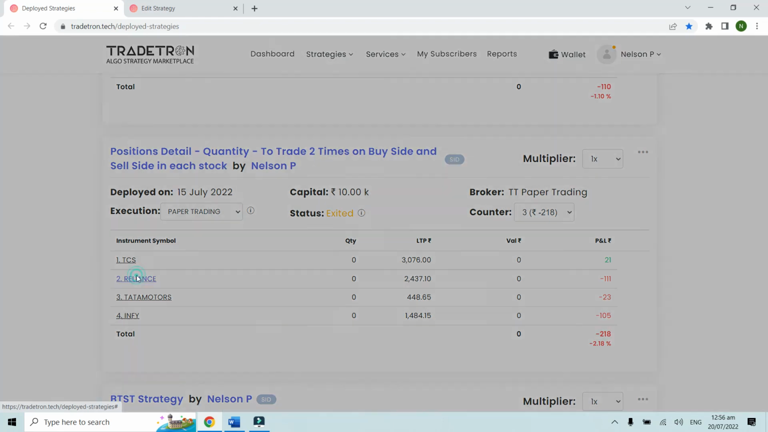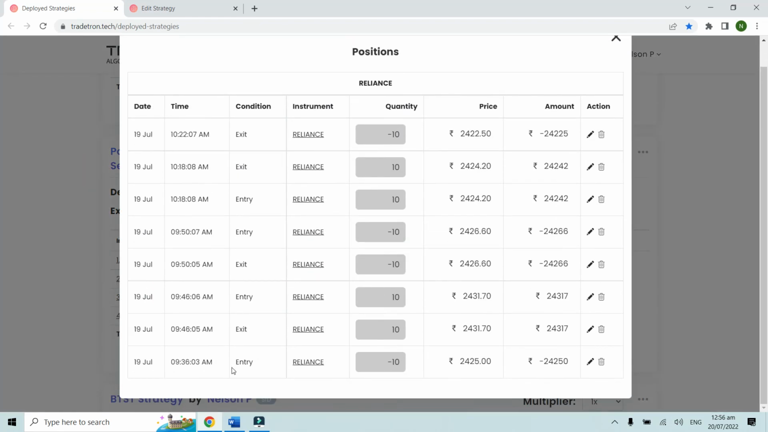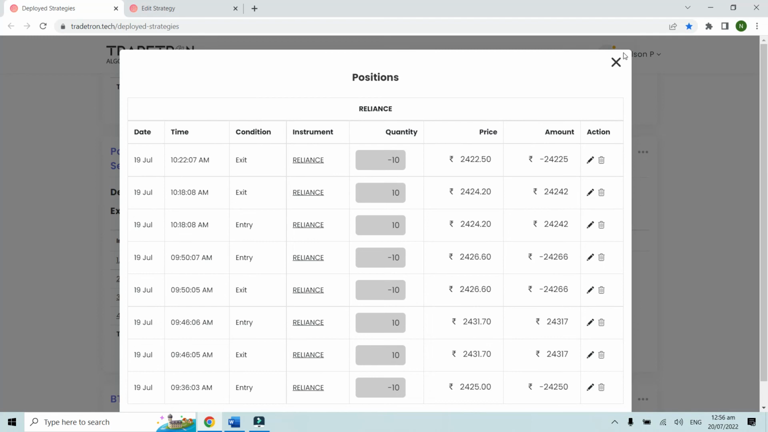Similarly, it has done the same for the rest of the stocks. In Reliance, this was the first entry on the short side, then the first entry on the long side, then a short entry at 9:50 a.m., and then again a long side entry at 10:19 a.m. So first short, second short, first long, and second long entry. So total 2 entries on the buy side and 2 on the sell side over here. After that it stopped taking any trades.